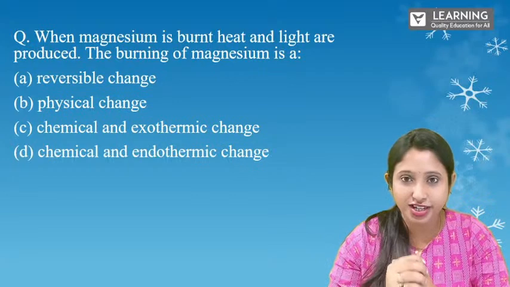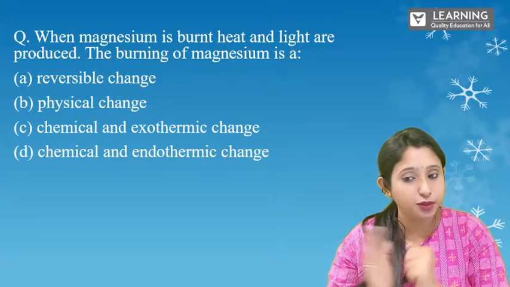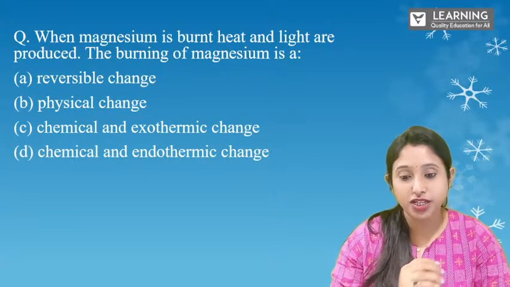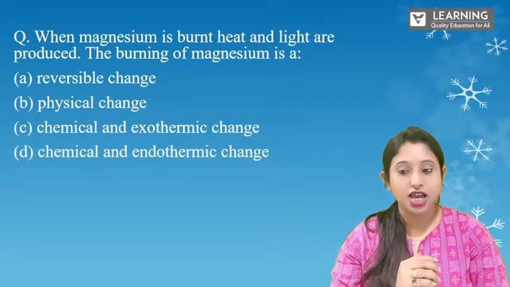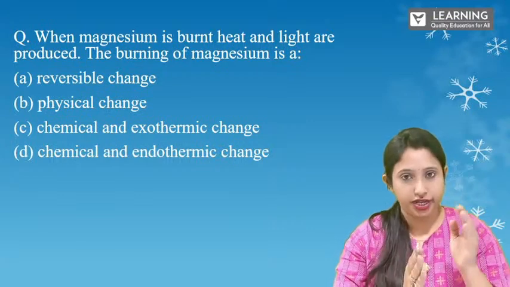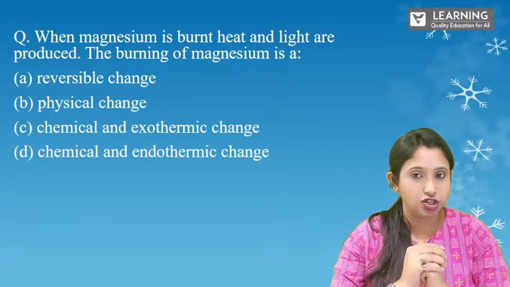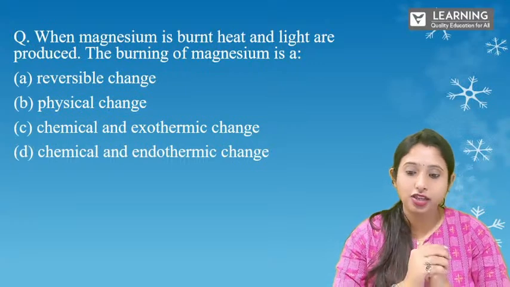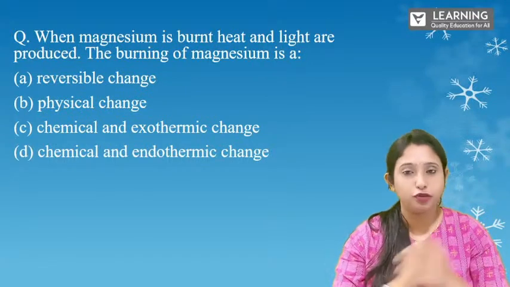So options are: option A, it is a reversible change. Then option B is physical change. Option C is chemical and exothermic change. And option D is chemical and endothermic change. Which type of change is it?